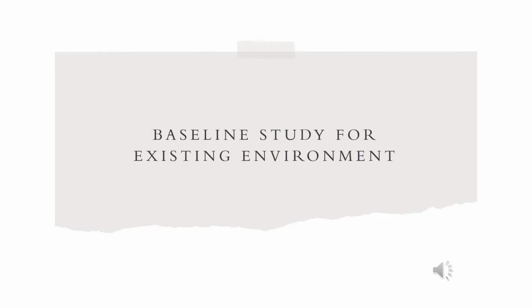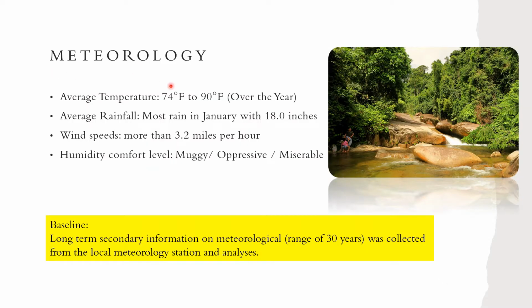Here is the baseline study for the existing environment. Meteorology. The average temperature is between 74 degrees Fahrenheit and 90 degrees Fahrenheit over the year. The rainfall is mostly in January with 18.0 inches. The wind speed is more than 3.2 miles per hour. The humidity comfort level is muggy, oppressive, or miserable.